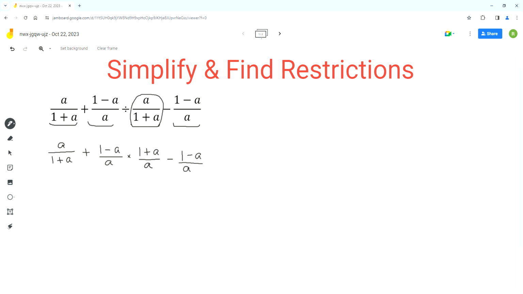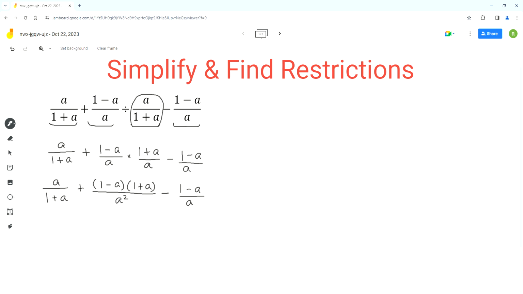Now we can multiply the second and the third fraction. When we multiply fractions, we multiply the numerator terms and we multiply the denominator terms. So the first fraction stays the same, and then plus 1 minus a times 1 plus a over a square, and then minus 1 minus a over a.